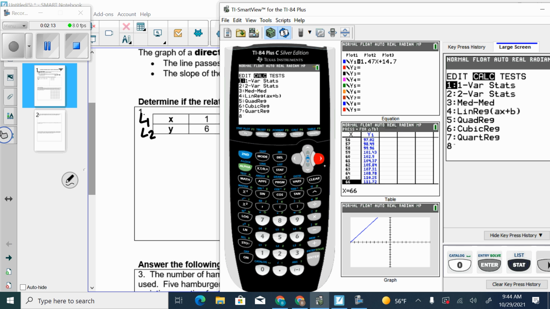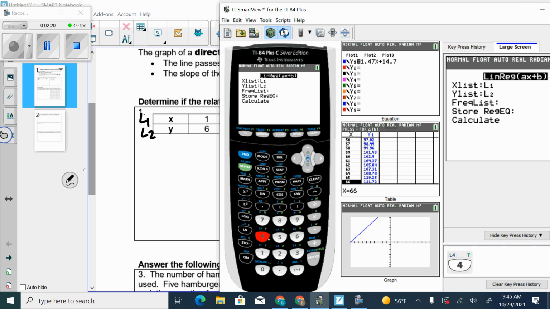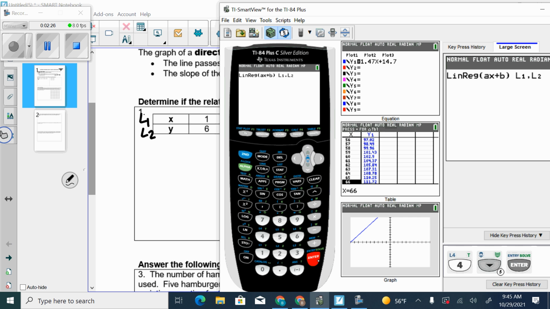Okay, once you have all those saved, remember we just go back and press Stat. This time go over to Calc. And then we choose number 4. It says linear regression. Arrow all the way down to the bottom where it says calculate and press enter. So if you notice right here, we did not get any value for b. So it must show direct variation.